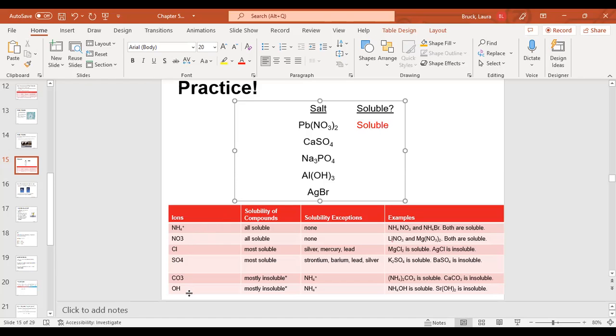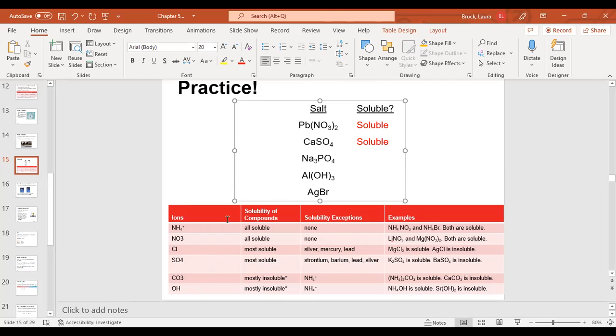All right, CaSO4. Well, there's no Ca listed as one of my ions, but there is SO4, sulfate. So most of them are soluble. However, these ones are not: strontium sulfate, barium sulfate, lead sulfate, silver sulfate. Okay, so calcium's not listed as one of these exceptions. So that means that calcium sulfate would be soluble.